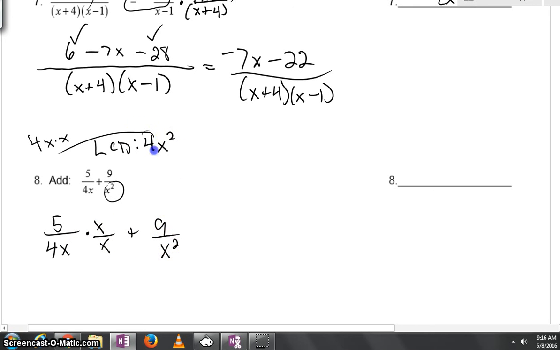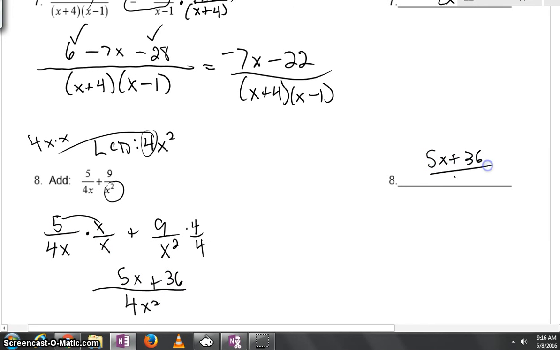For my second fraction, I just have x squared. Well, what am I missing? Well, I'm missing that 4. I've got to put a 4 up on top. Now I'm going to have one common denominator of 4x squared. I'll have 5x. 9 times 4 is 36. That won't factor, and we are done. 5x plus 36 over 4x squared.